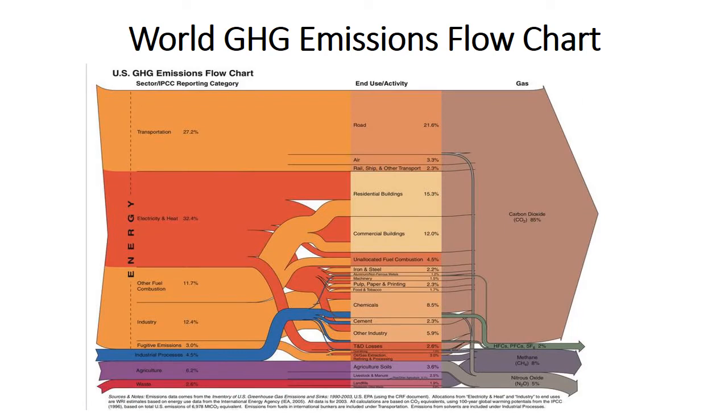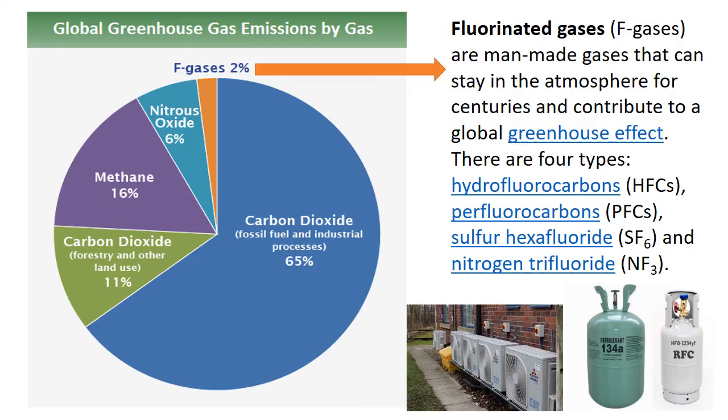Then we move to the flow chart on greenhouse gas emissions globally. Important to note is what is happening with electricity and heat. You see the 32.4%, and also transportation, which is 27.2%. So a lot of greenhouse gas emission is coming from this sector. And you see the contribution of carbon dioxide is estimated close to 85%. So it is one of the most important greenhouse gases that is being emitted into the atmosphere.